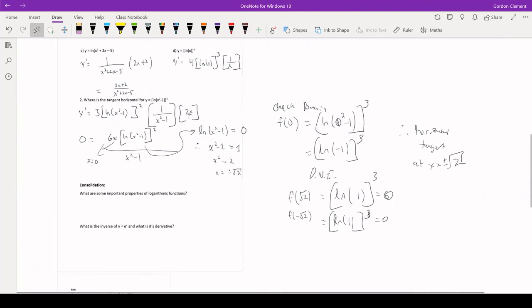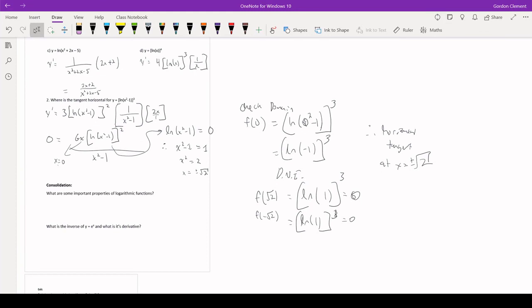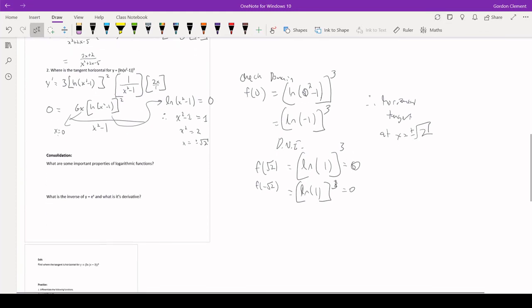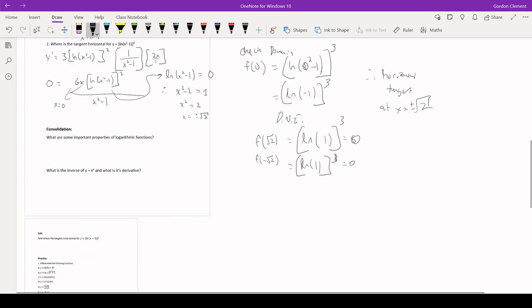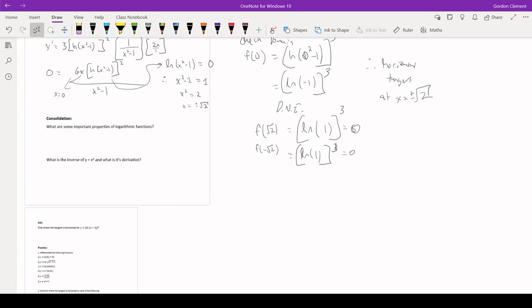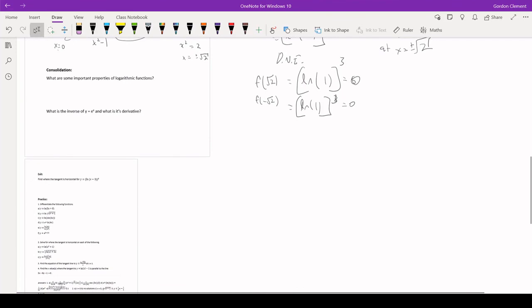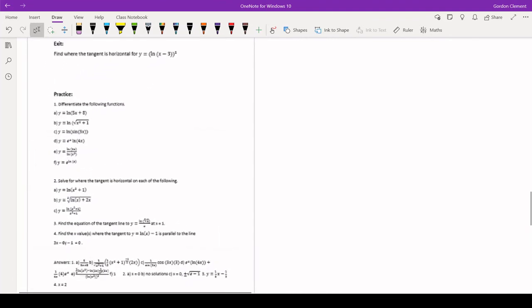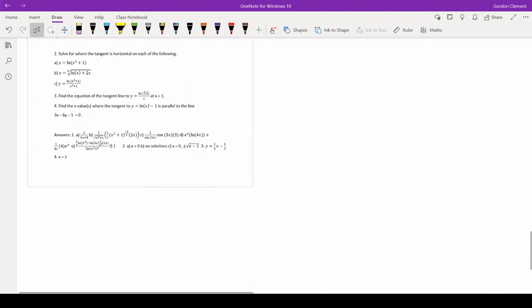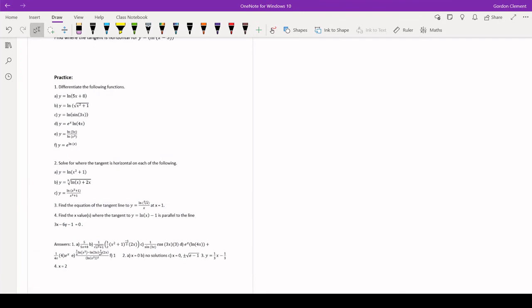So that's it for this lesson. You can make yourselves some notes. So we already wrote the important properties of the logs up above, but you can remind yourself of that. And then what's the inverse of y equals e to the x, and what's its derivative. There's also a spot for this derivative on that formula sheet I gave you, so you can work on that. Then you can take a stab at the exit card. We can talk about that in class, and then you'll have time to practice in class as well, hopefully.